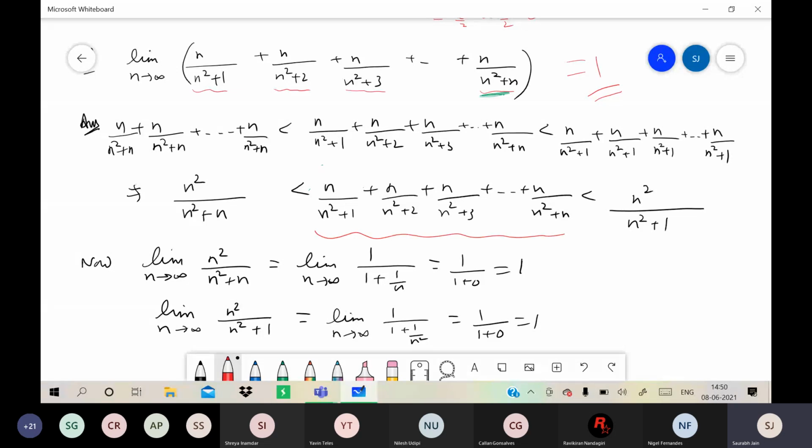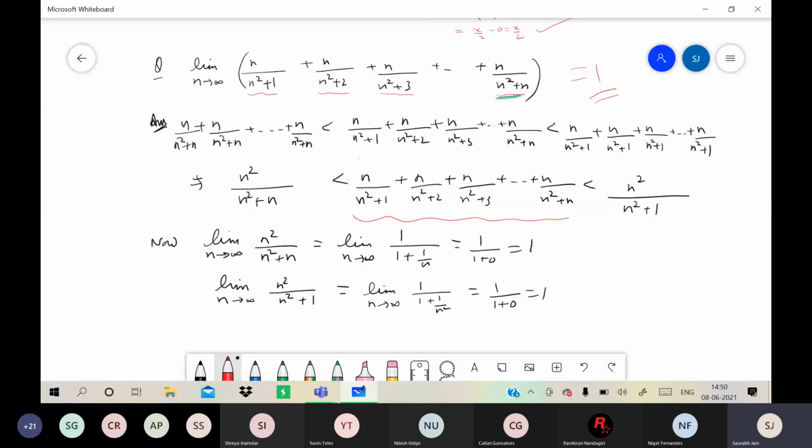So could you please repeat how you got the inequality? Sorry, how you got the inequality? Could you please repeat that? The voice is not clear. Davis, is that you? And what is your doubt? So could you repeat the first step where you got the inequality?